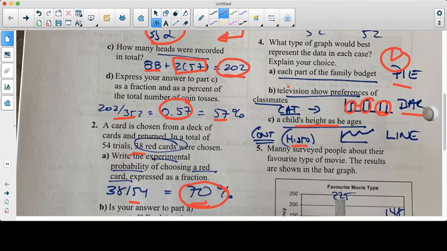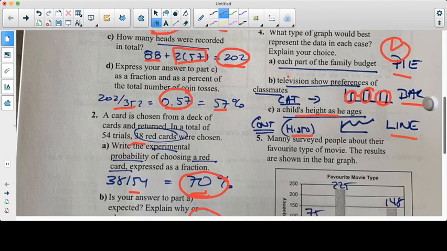Child's height: you could use a histogram, but probably you're going to use a line graph for this, right? It makes the most sense.